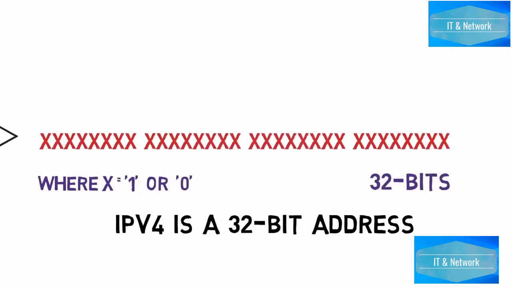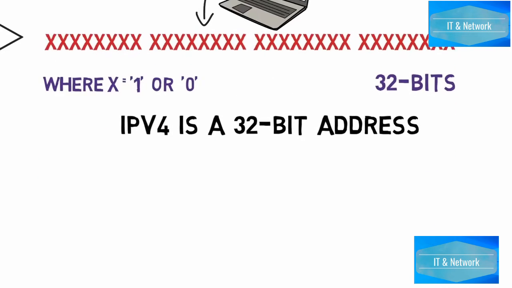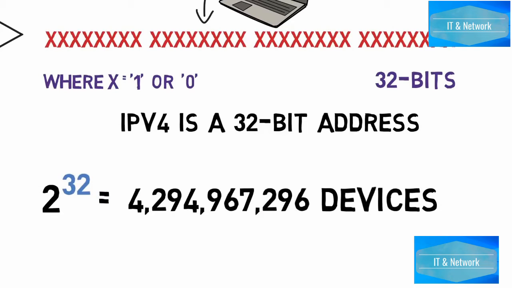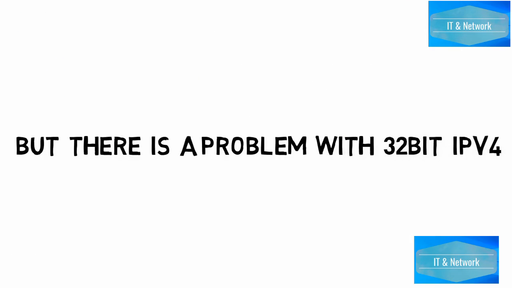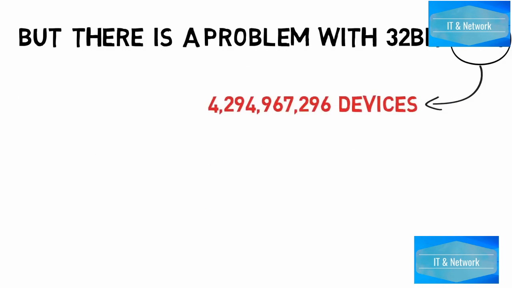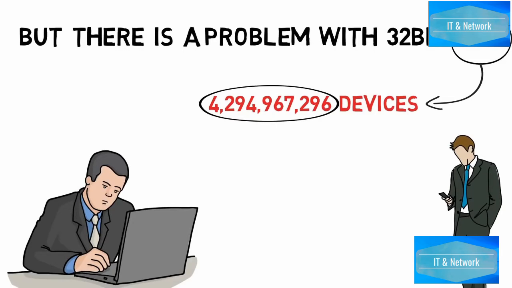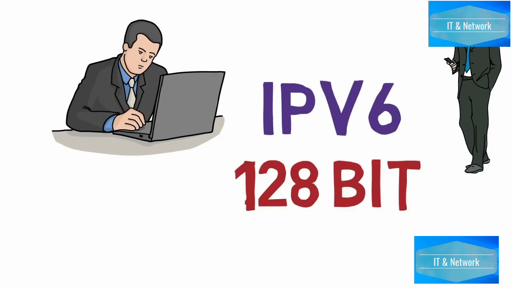In IPv4, a unique sequence of ones and zeros is assigned to each computer. Therefore, a total of 2 raised to power 32 devices, that is approximately 4 billion devices, can be addressed and connected to internet with IPv4. But there is a problem with this 32-bit IPv4 address. With IPv4, we can connect only this amount of devices to internet. But these days, we have devices like computers, smartphones, far more than 4 billion. So, slowly we are moving towards IPv6 address, which is a 128-bit IP address.